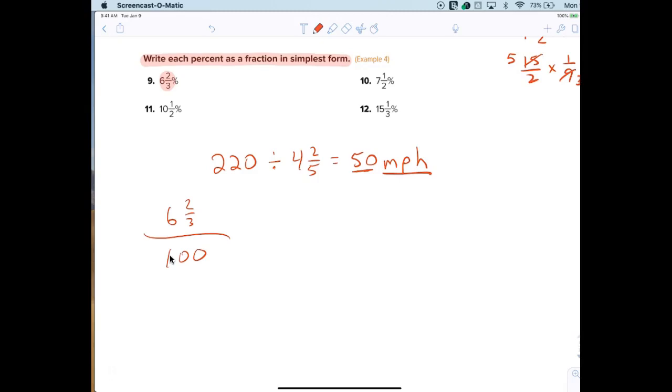So now I want everybody to take their handy-dandy calculator. All right? And let's do 6 and 2/3 divided by 100. Is everybody okay with that being 1/15? Everybody happy with that? That wasn't bad, right? No, it's not. So the directions say write each percent as a fraction. Now you understand me, right? We could write it as a decimal also, and that's coming up in the next chapter.